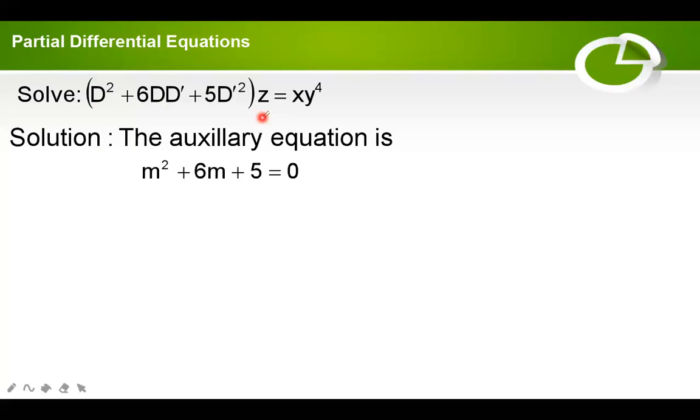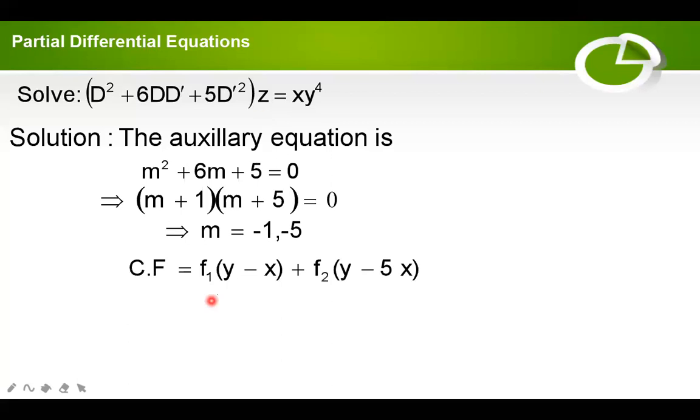Now find the roots of this equation. What are the roots? The roots are m equal to minus 1, minus 5. Therefore the complementary function is f1 of y minus x plus f2 of y minus 5x. So PI equals 1 upon f of D, D dash into this RHS.